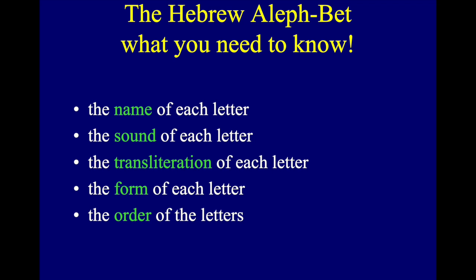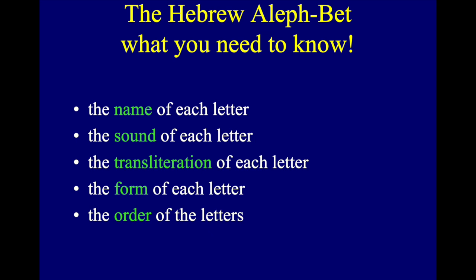So what to know about the Hebrew Aleph Bait? We need to know a few things about each letter and then a pattern of all of those letters together. So here's what you need to know. You need to know the name of each letter. Each letter has a name, just like in English. And this isn't always the sound the letter makes, like W in English. W, that's not a sound, right? It makes a sound W, which is not actually in the name W. So, each letter has a name.